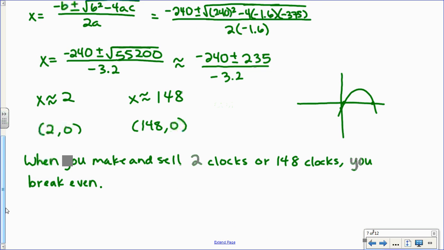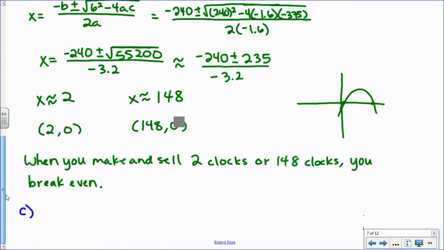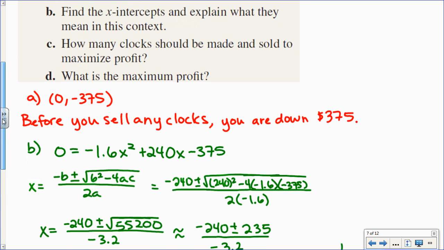what is the maximum profit? Or no, sorry. How many clocks should be made and sold to maximize profit? Okay, so here's my graph. If I want to find the maximum, what point am I looking for? The vertex. So when you're doing quadratics and it asks you to find the maximum or minimum, it's asking for your vertex. You will have to know that. You'll have to understand that's what that means. Okay, so I want to find the vertex. And it's asking for how many clocks. So I want the x-coordinate of the vertex.